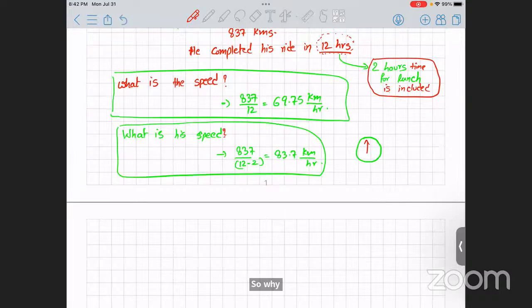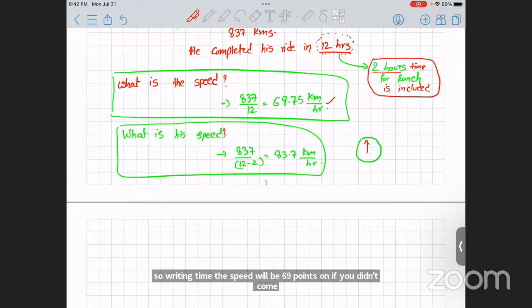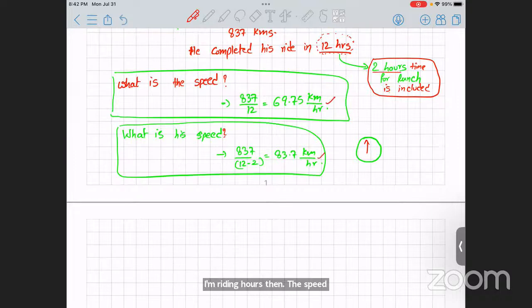Look, I will tell you the difference between all these speeds. Don't worry. Till now it is clear? If you consider this 2 hours also as riding time, the speed will be 69.75. If you didn't consider this 2 hours as riding hours, then the speed is 83.7. Now in a bike there is a speedometer.